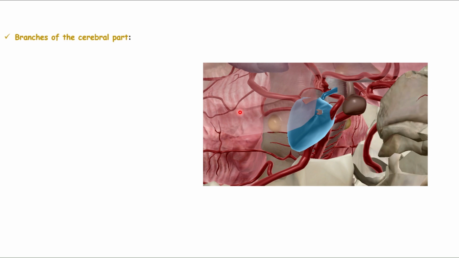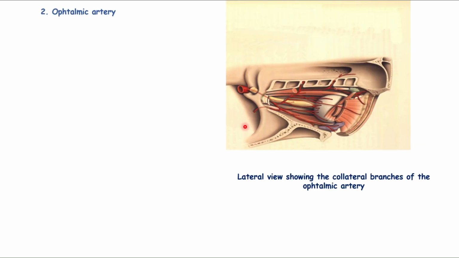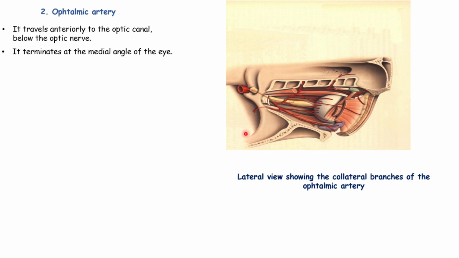The cerebral part gives the following branches: the superior hypophyseal artery, destined for the pituitary stalk and the inferior part of the hypothalamus, and the ophthalmic artery, that travels anteriorly to the optic canal, below the optic nerve. It terminates at the medial angle of the eye.